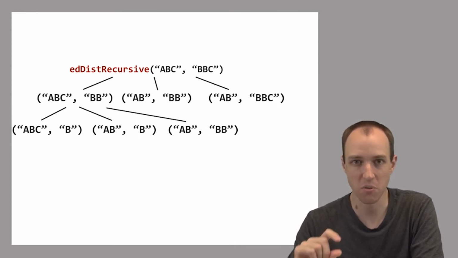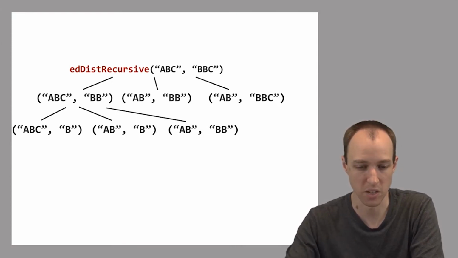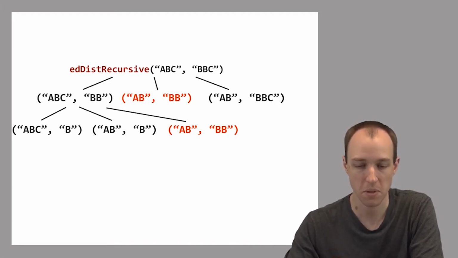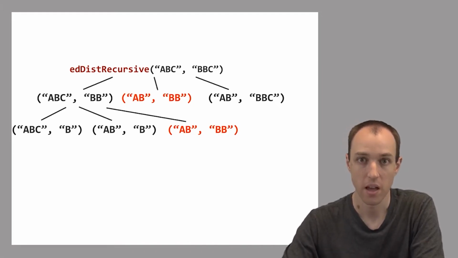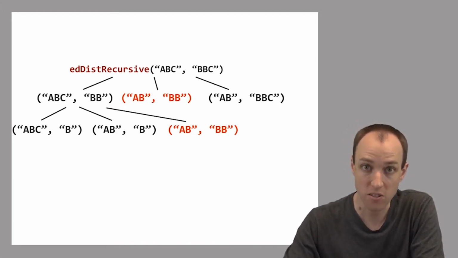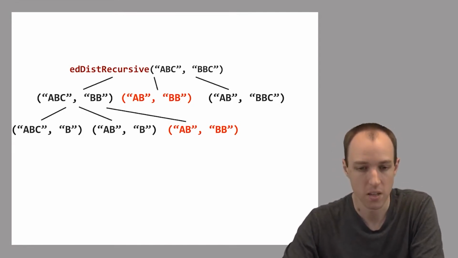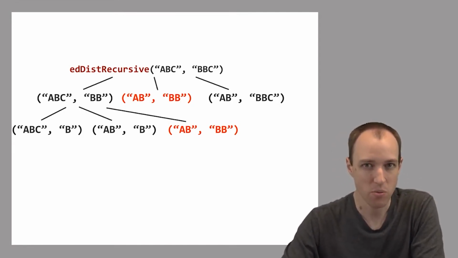So for simplicity, I've only drawn a tiny bit of the overall tree of recursive calls that would happen. But just looking at these 7 calls that are visible right now, you'll notice that 2 of them are the same. They're the same in the sense that the 2 arguments to the function are the same. And so, of course, the result returned by those 2 calls will also be the same. And that's rather wasteful, right?